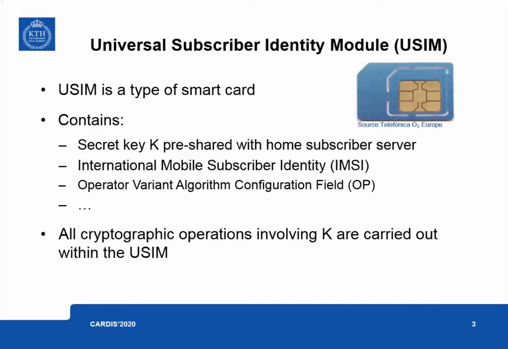A USIM is a type of smart card. It contains all necessary information about the subscription at the home network, including a long-term secret key K, which is pre-shared with the home subscriber server, an international mobile subscriber identity, IMSI, and a number of other parameters defined by the operator, including an operator variant algorithm configuration field, OP, which is used for all subscribers. All cryptographic operations which involve the secret key are carried out within the USIM.